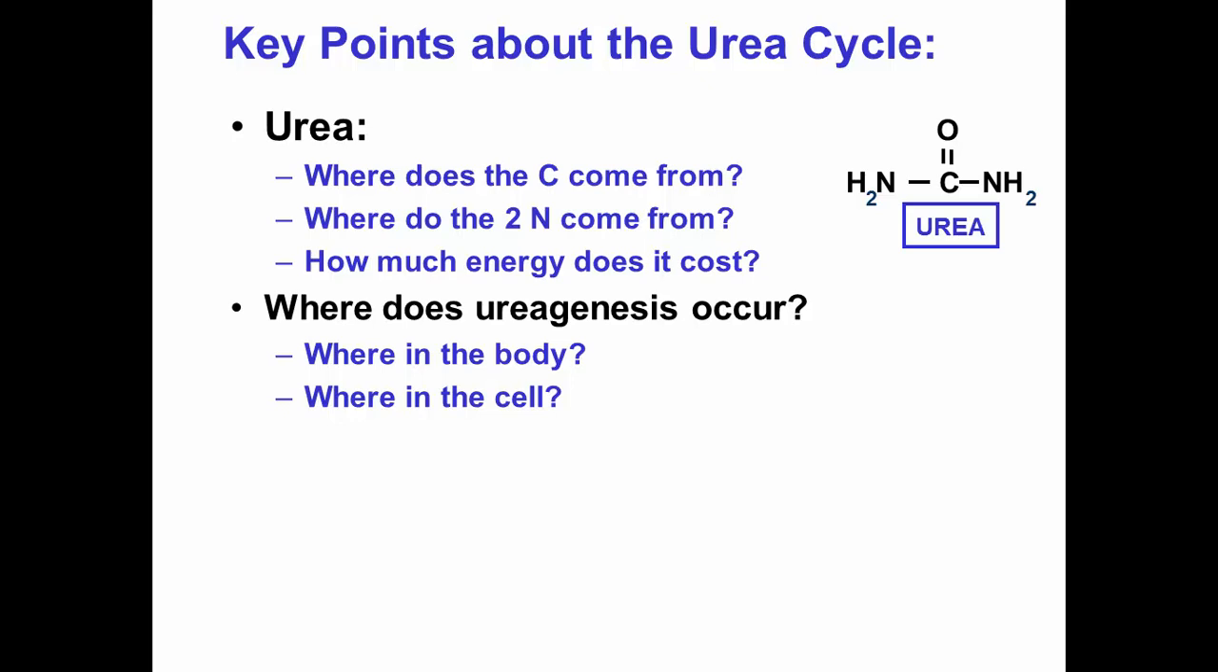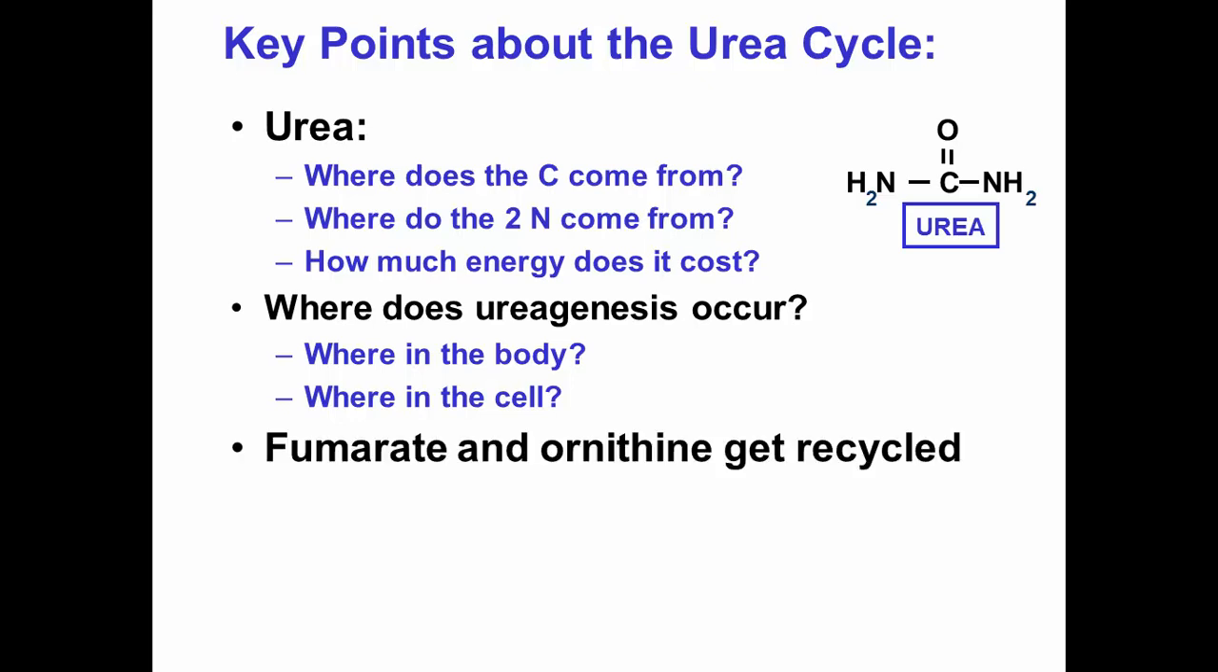And then where in the cell, in the periportal hepatocyte? Well, for ureagenesis, we said the first 2 steps are in the mitochondria, and then the rest of the cycle is in the cytosol. Okay, so the first 2 steps in the mitochondria, the rest in the cytosol. Other key points are that fumarate and ornithine get recycled. And I hope you can appreciate that.